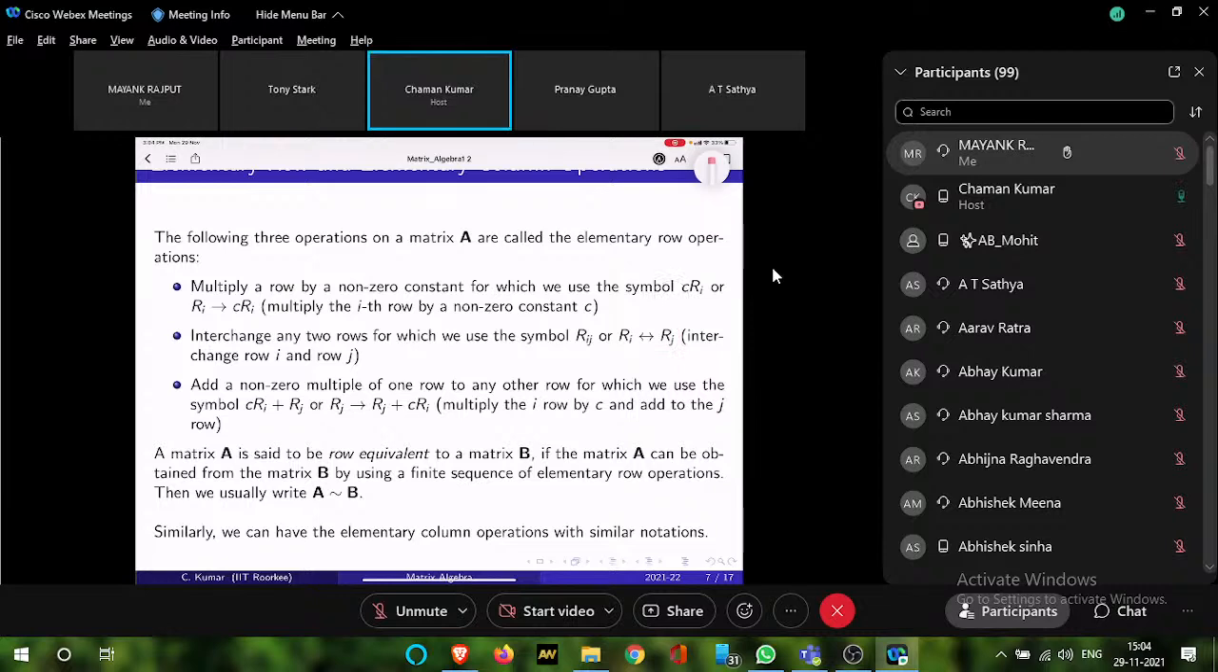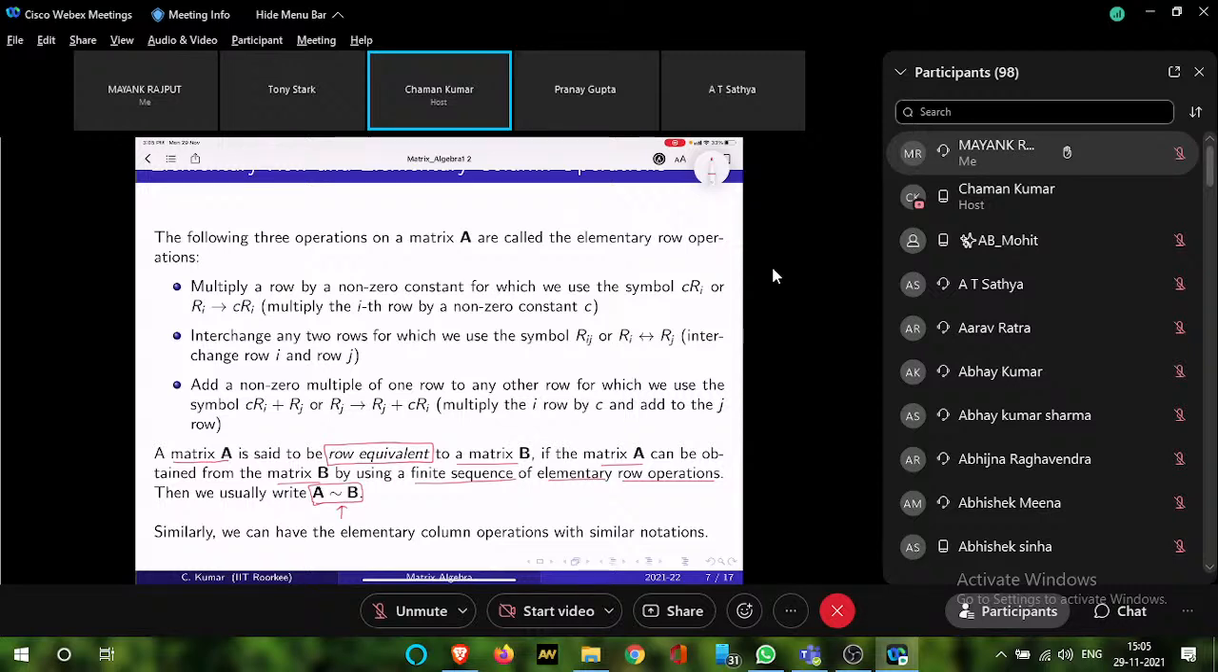Okay, so now we have a definition, row equivalence. We say that a matrix A is row equivalent to a matrix B if matrix A can be obtained from matrix B by using a finite number of elementary row operations. Okay, and this is written as A is equivalent to B with this notation. So whenever you see A sim B, this means that A and B are equivalent matrices.